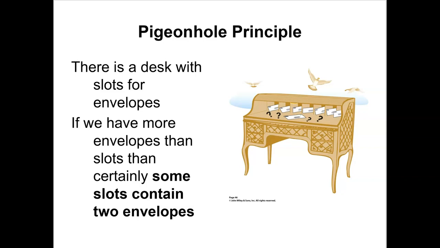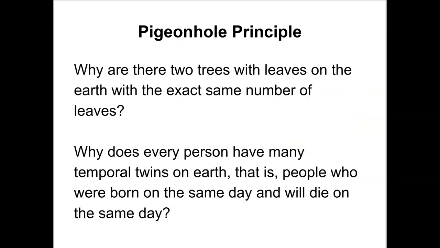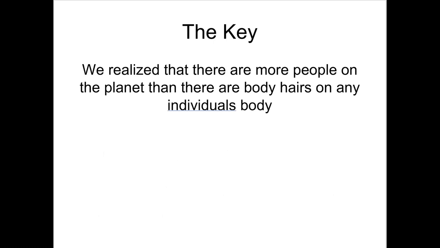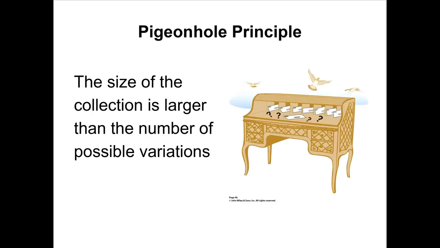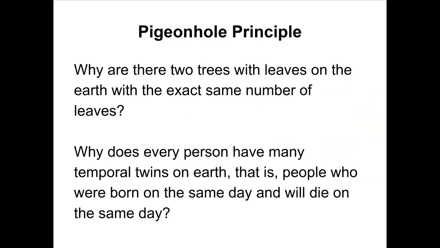So they're showing you here, if you've got envelope slots, and you have more envelopes than slots, then some are going to have to double up, right? That is the pigeonhole principle. The size of the collection is larger than the number of possible variations. So why are there two trees on the earth with the exact same number of leaves? Well, how many different leaf amounts are possible? Are there more trees than there are possible amounts of leaves?